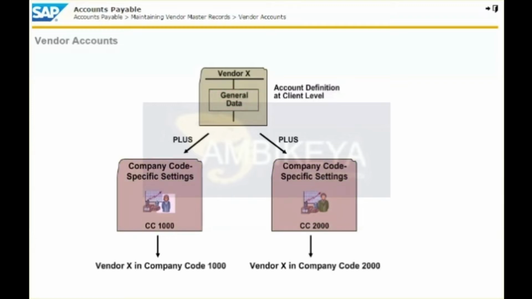Company code. Postings cannot be made to the account for a company code until company code specific settings have been created. These settings refer only to the relevant company code and include details such as agreed payment conditions or reconciliation account.